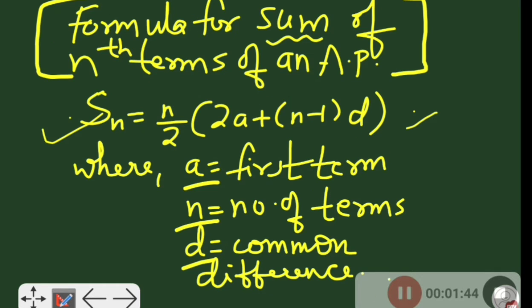Now moving on to the formula for the sum of n terms of an AP. The sum of n terms, Sn, is equal to n by 2 bracket 2a plus n minus 1 into d. This is the formula to determine the sum of n terms of the given AP. If we are provided with an AP with some common difference and first term, we can easily determine the sum of 10 terms, 15 terms, or 20 terms. Now the terms here are the same as those of the nth term of the AP, that is a is the first term, n is the number of terms, d is the common difference.